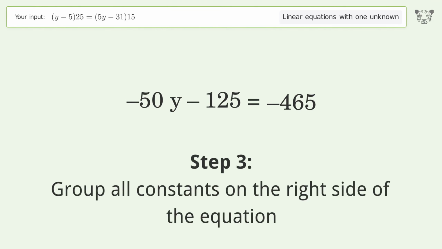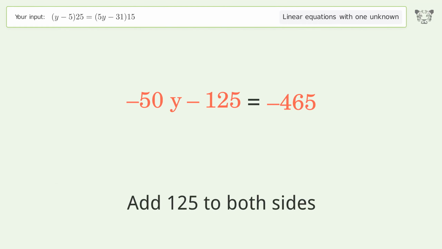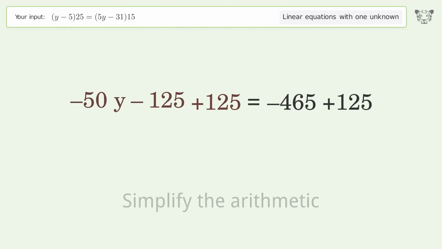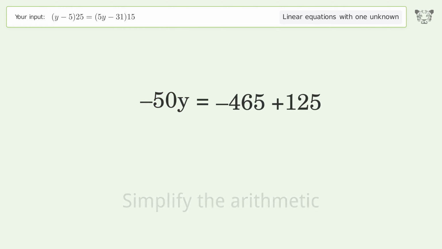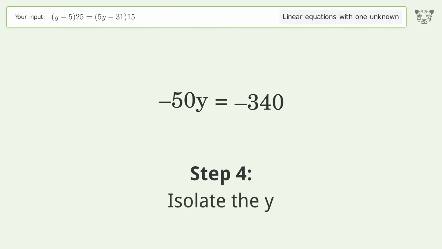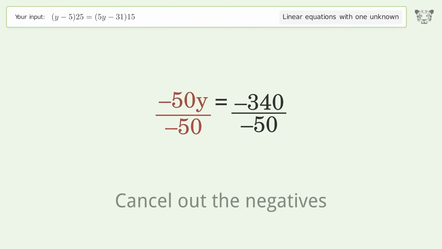Group all constants on the right side of the equation. Add 125 to both sides. Simplify the arithmetic. Isolate the y. Divide both sides by -50. Cancel out the negatives.